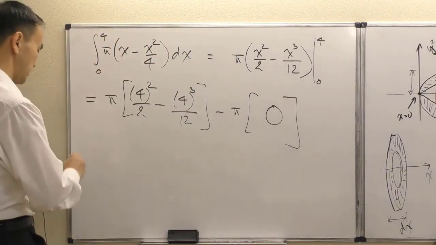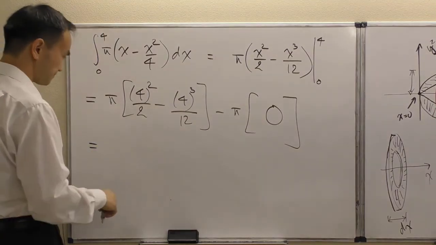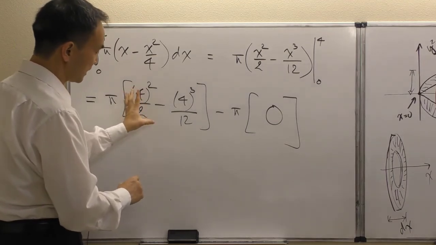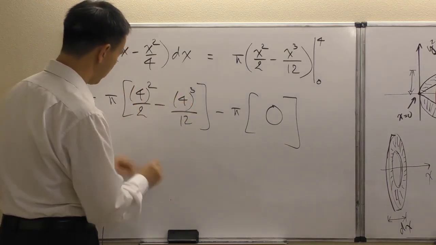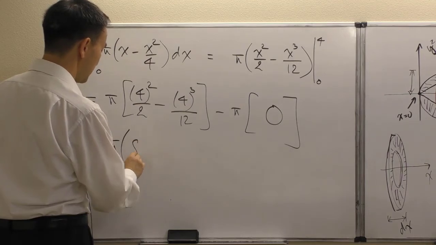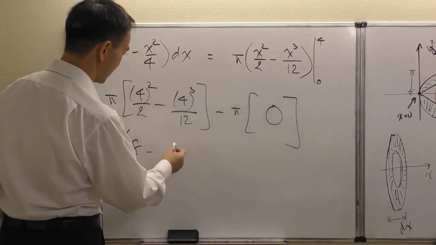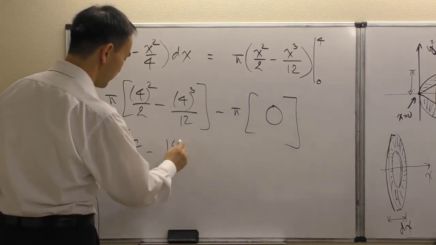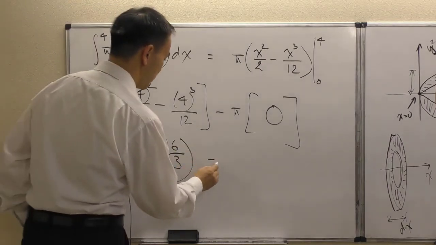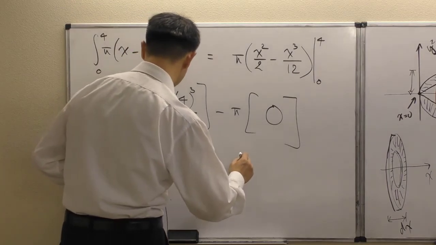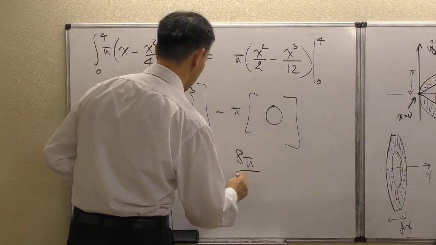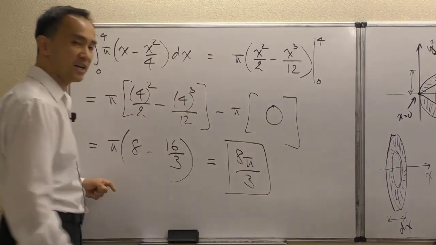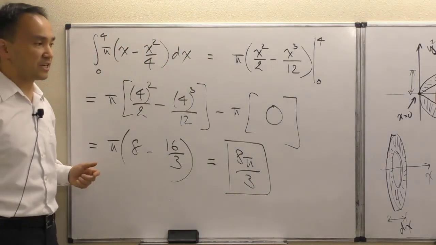At the final step, we're looking at 16 over 2, which makes it 8, and then minus 64 over 12, but that cancels with 12, so it's 16 over 3. And so the final calculation goes into 8 pi over 3. All right, and that's our final answer. That is our final answer.